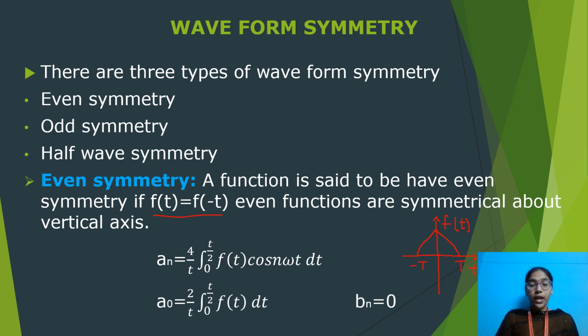In even symmetry, an equals 4 by T integral 0 to T by 2 f of t cos n omega t dt. A naught equals 2 by T integral 0 to T by 2 f of t dt. Bn equals 0.